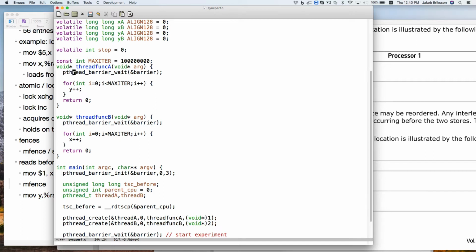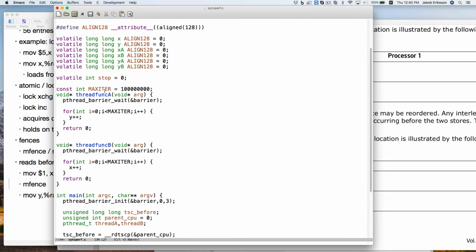Actually, I don't think we can probably do without that one, but that's okay. So the two threads are waiting on a barrier before they start writing, and then they do 100 million iterations of some work. I think we had something quite similar to this a couple of lectures ago. This was the two increments code. So let's just start with that.